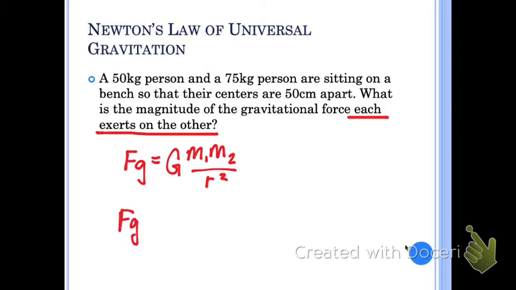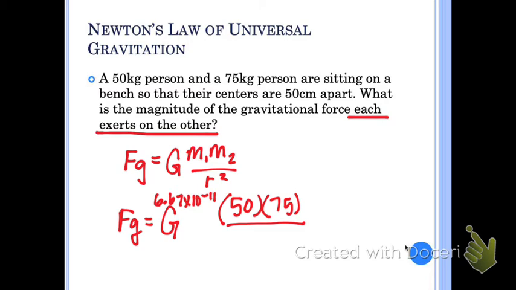I'm just going to leave G right there, even though we know it's 6.67 times 10 to the negative 11th. You can plug in that number if you want, or you can just write it as a G. M1 is 50, M2 is 75. And then what do we need to do with our radius here? It's going to have to be converted to meters. Okay, and then we're going to square that. Are we okay with how these numbers got plugged in? Any questions with that?